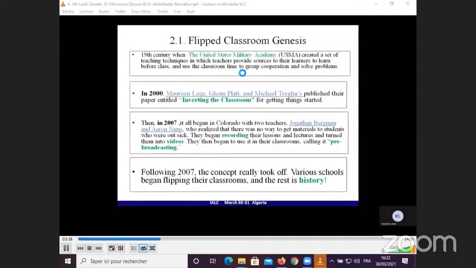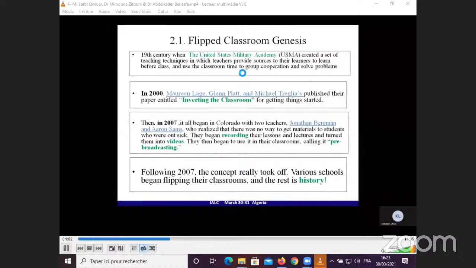The flipped classroom genesis. To get its current status, the flipped classroom went through many stages. According to Hartian et al., the flipped classroom model originally emerged early in the 19th century when the United States Military Academy created a set of teaching techniques in which teachers provide sources to their learners to learn before class and use the classroom time for group cooperation and problem solving.